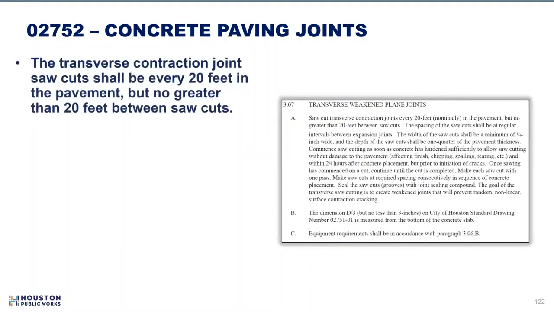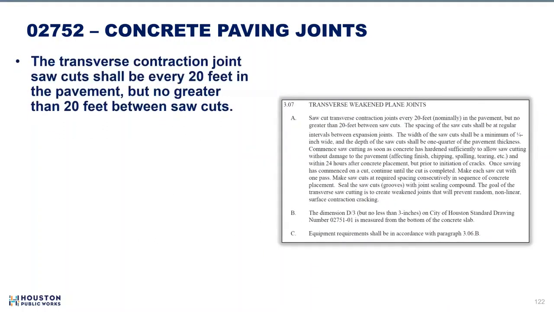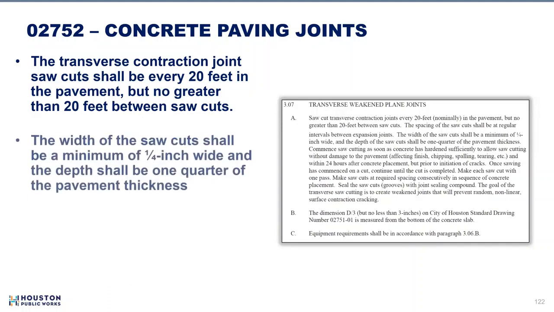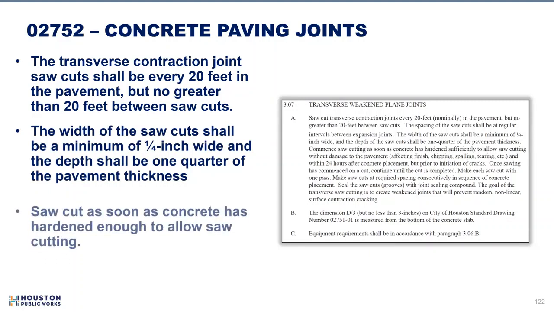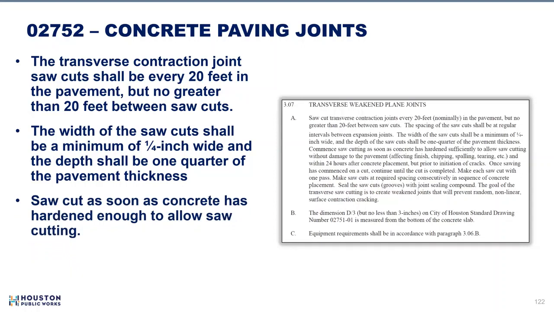So just to point out a few points within this article, the transverse contraction joint saw cut shall be every 20 feet in the pavement, but no greater than 20 feet between saw cuts. The width of the saw cut shall be a minimum of 1/4 inch wide, and the depth shall be 1/4 of the pavement thickness. Saw cut as soon as concrete has hardened enough to allow saw cutting, and make each saw cut with 1 pass. This is just a summary of this paragraph.